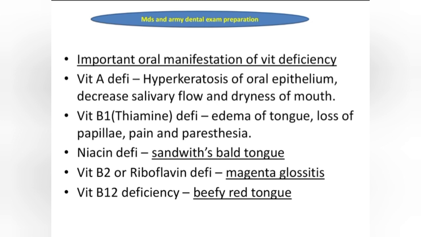And niacin deficiency: sandwich-coated tongue. This terminology is important. Here what happens is a depapillated, red, raw appearance of the tongue. Now, vitamin B2 or riboflavin deficiency: magenta glossitis. It is characterized by a cyanotic, erythematous appearance of the tongue. The particular term for riboflavin deficiency is magenta glossitis. And vitamin B12 deficiency: beefy red tongue, a raw red bloody tongue. So the terminology beefy red tongue is associated with vitamin B12.